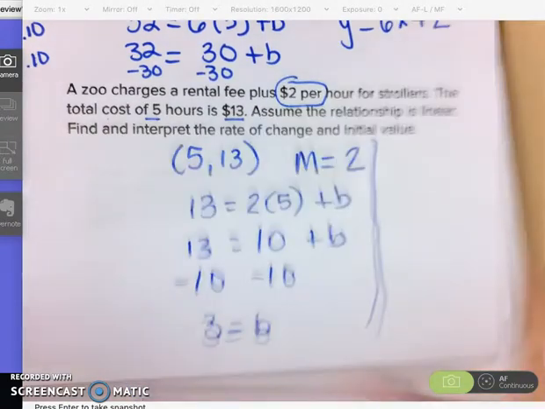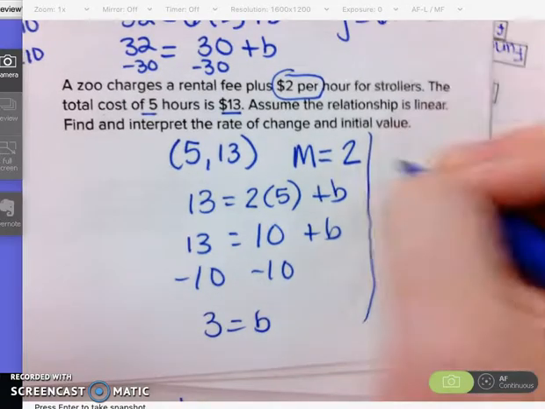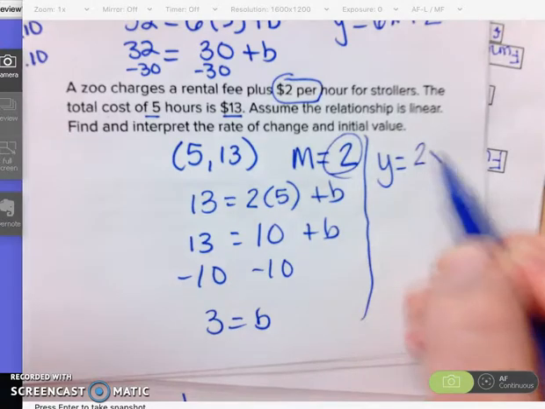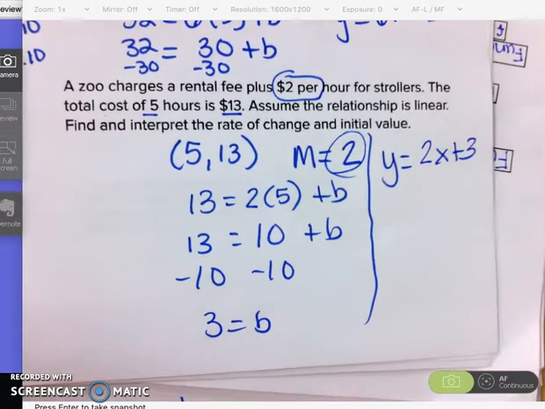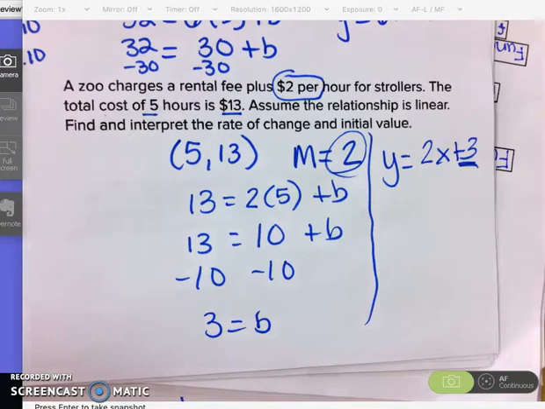Then I can write my equation. And to write an equation, you need your rate of change and your initial value. So y equals, your rate of change is 2x, and then plus 3. That means just to rent the stroller is $3, but it's also $2 per hour.